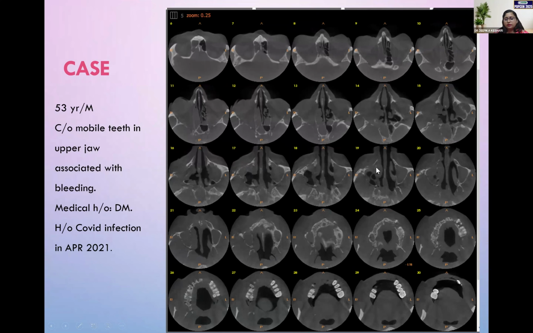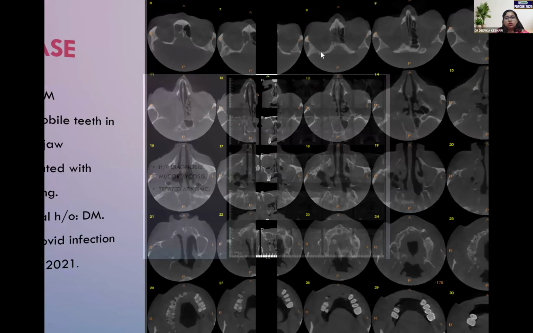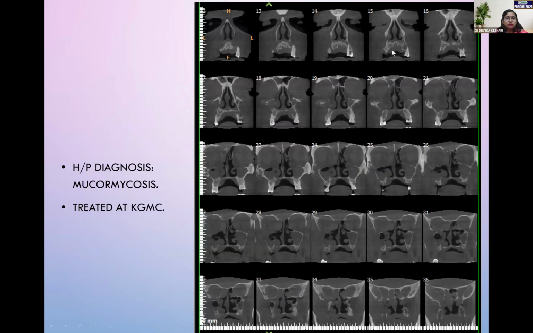Now, this kind of appearance, as we can see here also in these coronal sections, might be either an osteomyelitis or a deep fungal infection. However, given the appearance in this case, we gave a diagnosis of mucormycosis, and the histopathological diagnosis also came out to be mucormycosis. The patient was then treated at KGMC, and then he returned to us after 2 years for another CBCT, and he was fine. And then he also came for planning of zygomatic implants.